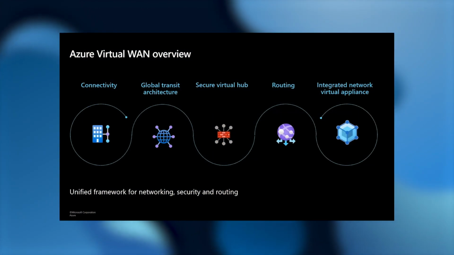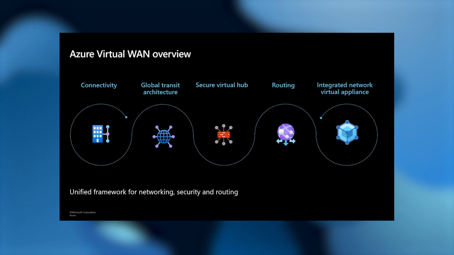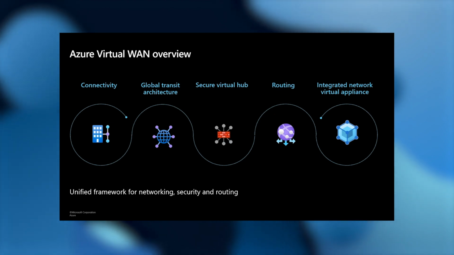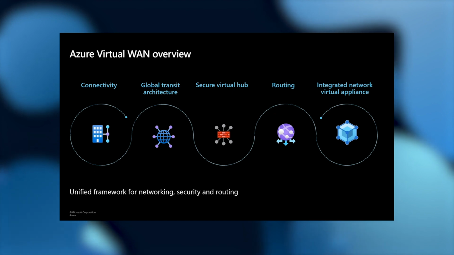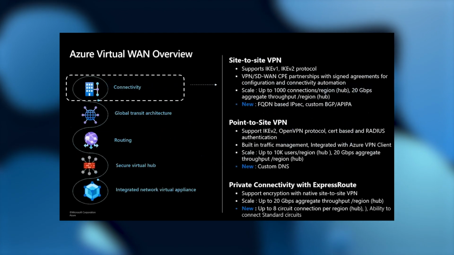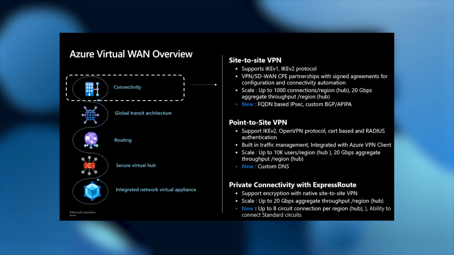So what is Azure Virtual WAN? Virtual WAN is basically a unified framework for networking, security, and routing. You can connect, you can globally transit, you can secure it, you can do multiple routing functionalities, and we also now provide the ability to deploy a network virtual appliance inside the Virtual WAN hubs. So let's go over each one of those pillars one by one.